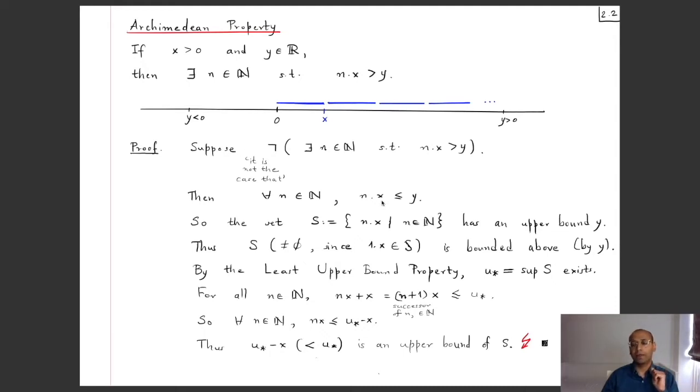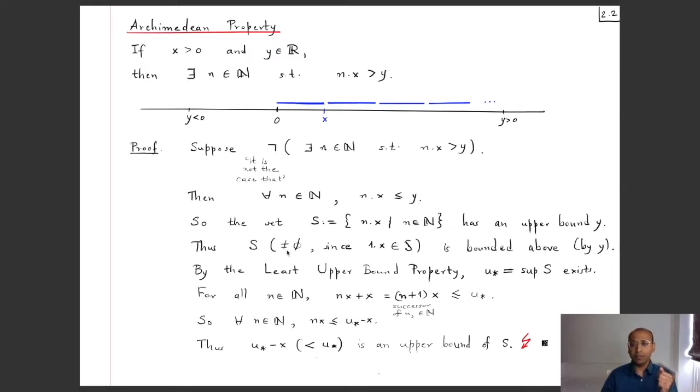So now if I look at this set S, which is the set of all these nx's where n belongs to the natural numbers, then this previous sentence is telling us that y is an upper bound for that, right? Because no matter which element you take from this set, it's of the form nx, but for all nx's, this is less than or equal to y. So y is an upper bound. Moreover, this set is not empty because, for example, if I take 1 times x, that belongs to this set, right?